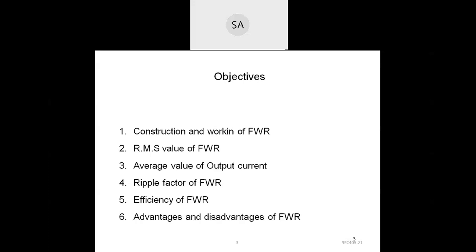On completion of today's lecture, we would be able to know the construction and working of the full wave rectifier, RMS value of the full wave rectifier, average value of output current, ripple factor of the full wave rectifier, efficiency of the full wave rectifier, and advantages and disadvantages of the full wave rectifier. That means whatever we discussed in the last lectures, we are going to discuss the same values for the full wave rectifier.